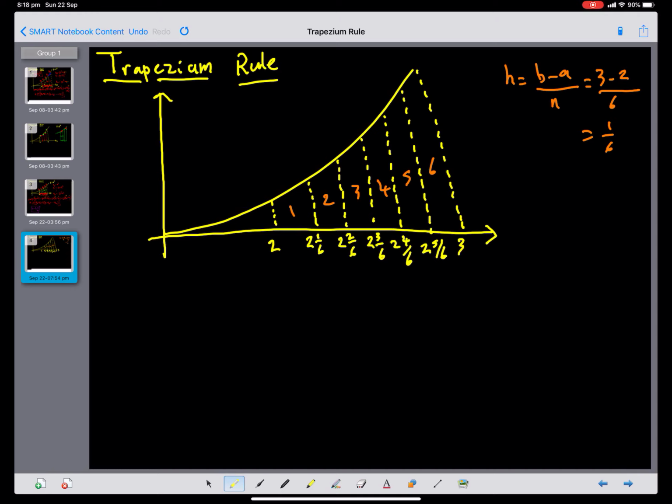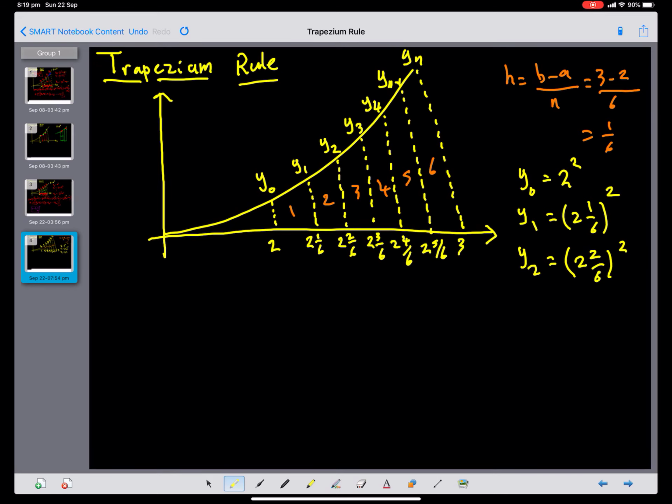Okay, I'm not going to write each of these because that would be too fiddly, but I will define y of n minus 1, and this is y of n. I will define the first one, y of 0, which is just simply 2 squared, y of 1, which is just going to be 2 and 1 over 6 squared, y of 2 is simply going to be 2 and 2 sixths squared, and the last one, y of n, is just simply going to be 3 squared. So please make sure you know where each of these came from.